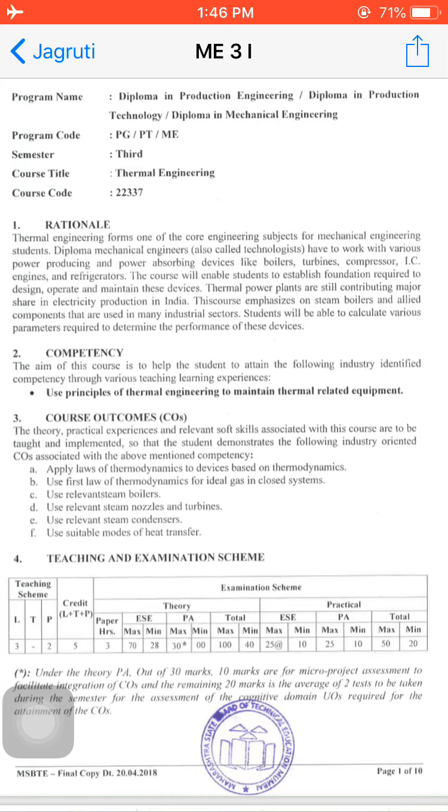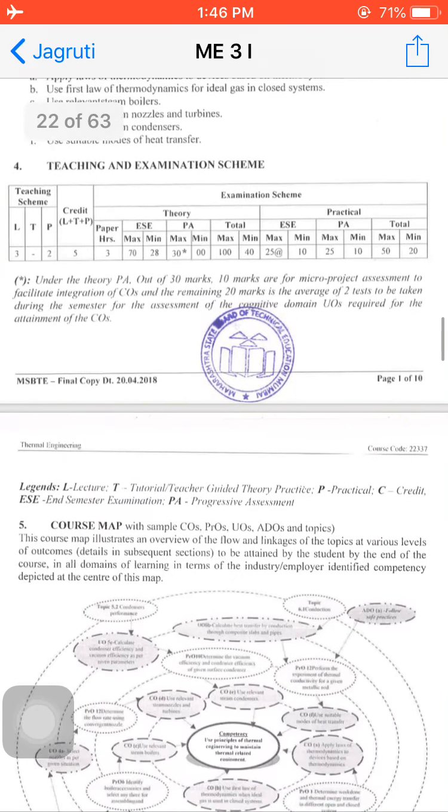Now, the practical examination scheme: 25 marks for the end semester exam and 25 marks for the term work, which is 50 marks. Means there are total 150 marks for the Thermal Engineering subject.